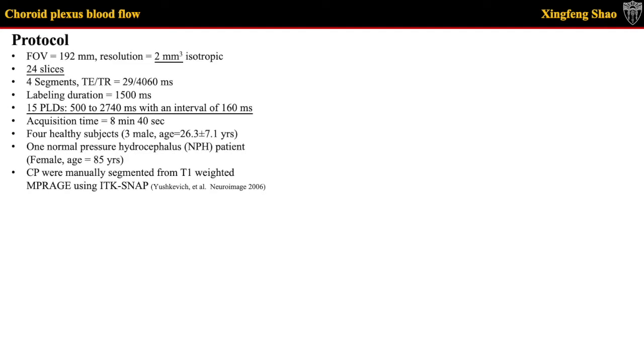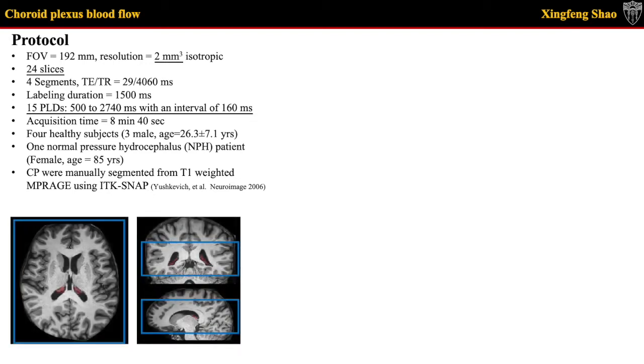So here's our protocol. High-resolution ASL data was acquired with 2 mm isotropic resolution and with 24 slices to cover all ventricles, as indicated by blue boxes here, and with 15 post-labeling delays ranging from 500 to 2700 milliseconds to capture the dynamics of perfusion signal. We have scanned 4 healthy subjects and 1 normal pressure hydrocephalus patient. Choroid plexus was segmented from T1 MPRAGE using the ITK-SNAP toolbox, as indicated by red arrows.